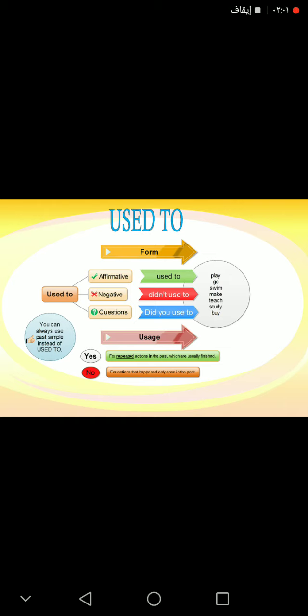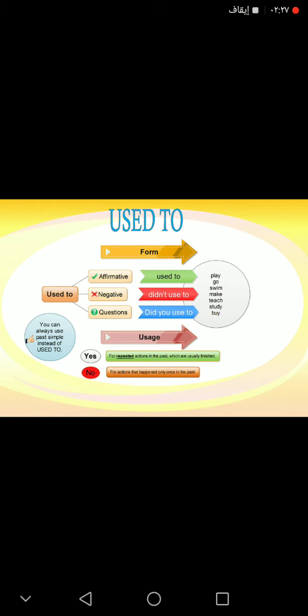Okay, so generally when we use used to in the affirmative form, we use it as used with ed or with d. But when we use it in the negative form, because we make the sentence negative using didn't, we have to remove the d from use. In the question we use did, so also you have to remove the d from the verb use.